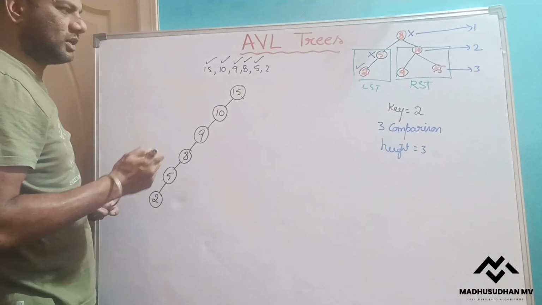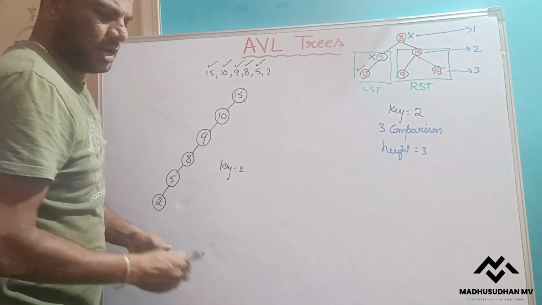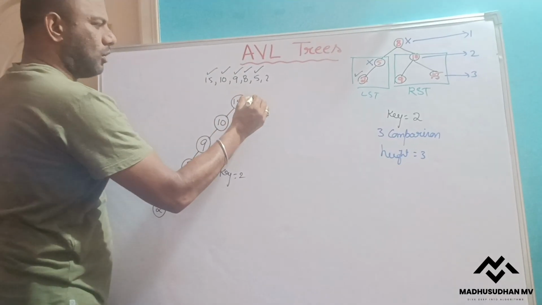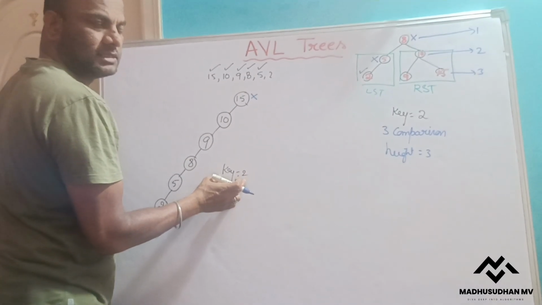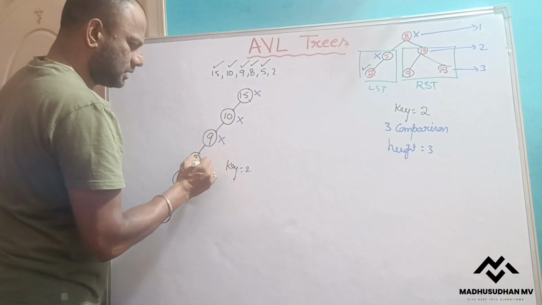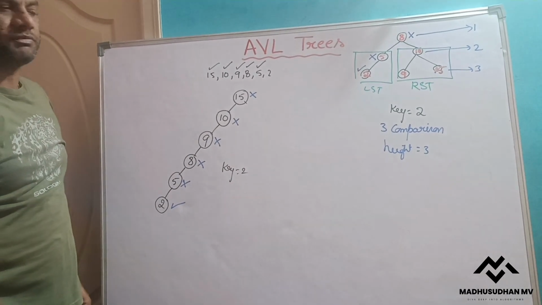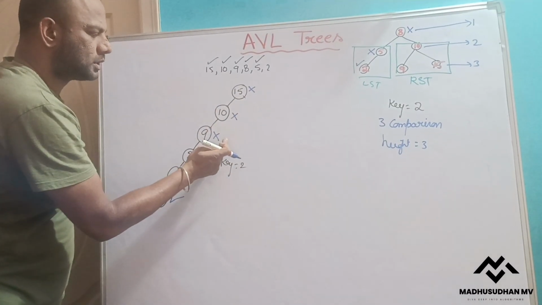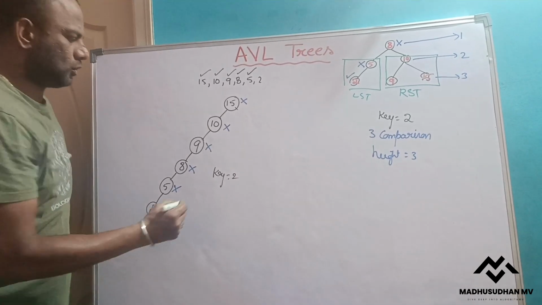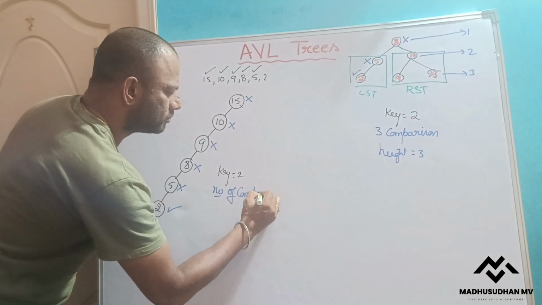Now assume here I want to search, again my key element is equal to 2. Again, we need to start always from the root node. It doesn't match. Since the key element is lesser, I have to come to the left side only. Left, again mismatch, mismatch, mismatch, mismatch. Now it matches. How many comparisons did we do? 1, 2, 3, 4, 5, 6. So 6 comparisons.